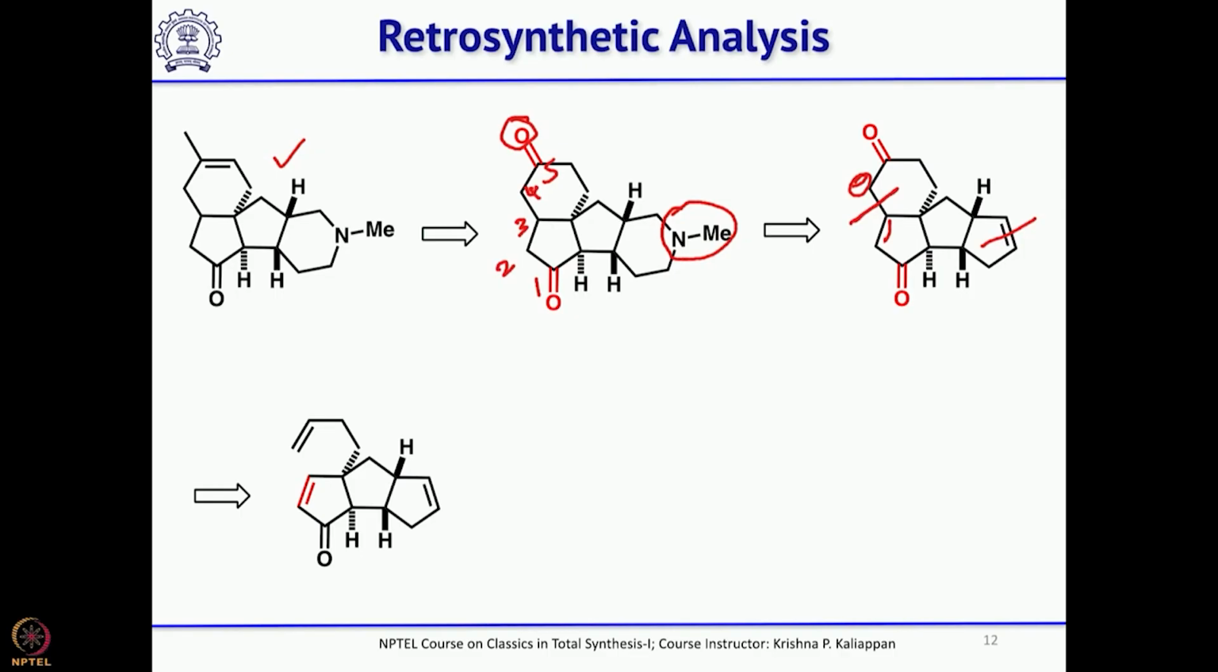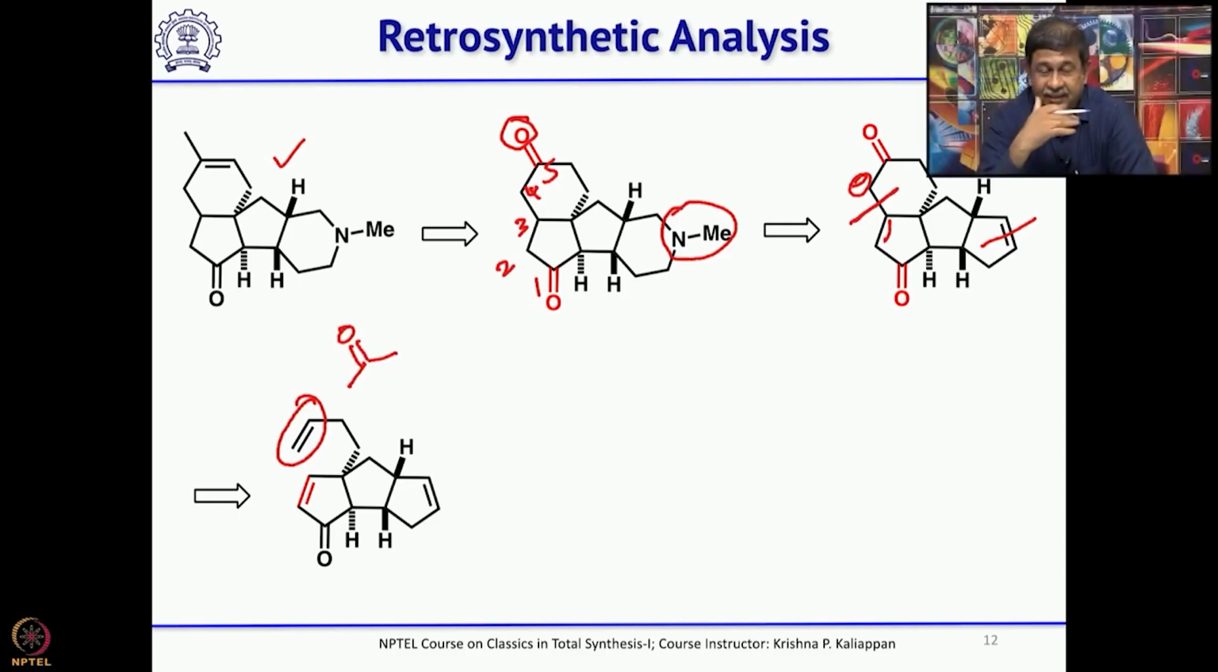And this compound can be obtained from here if you convert this into a methyl ketone. Okay, normally this is done using the Wacker process. So, the terminal double bond can be selectively oxidized under Wacker process to get the corresponding methyl ketone, and that methyl ketone can undergo intramolecular Michael addition reaction.